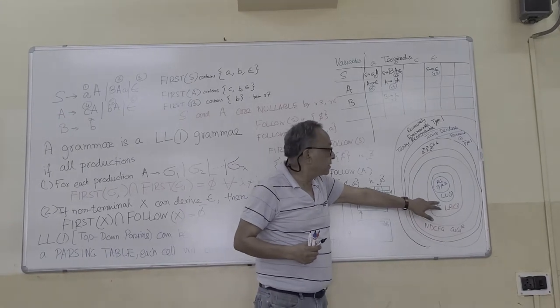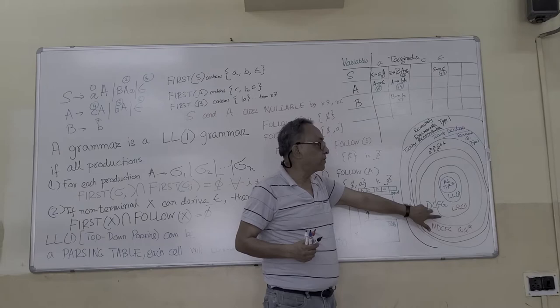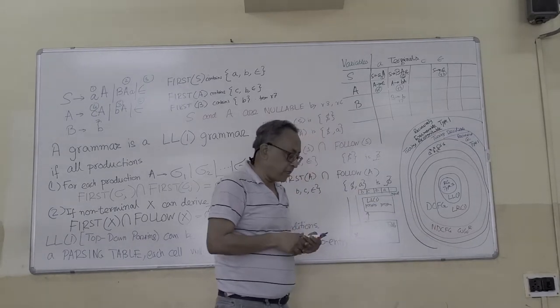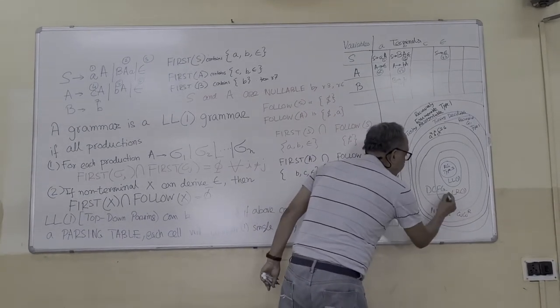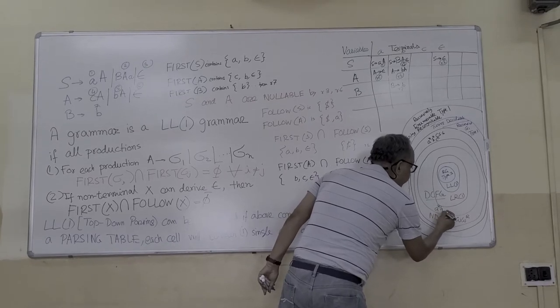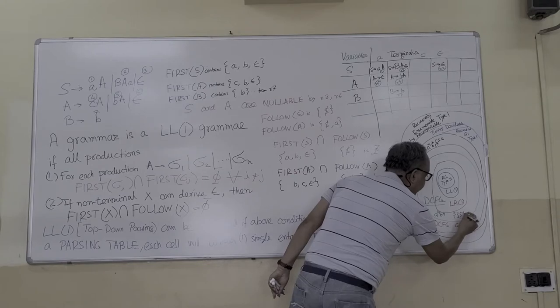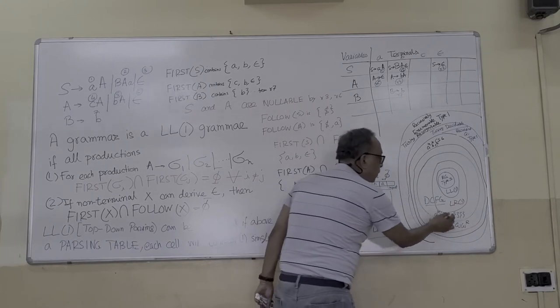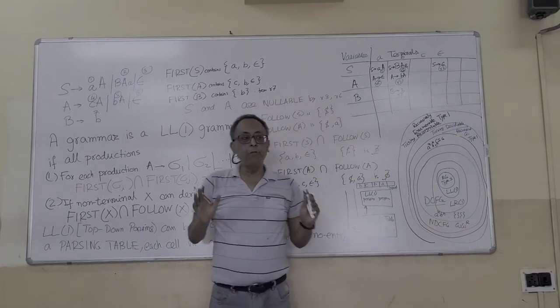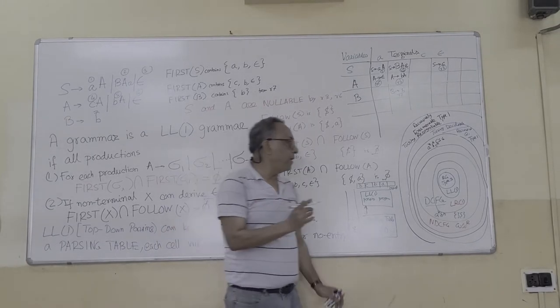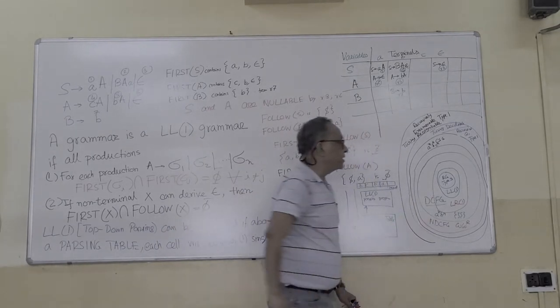Then comes the deterministic context-free grammar. That is very essential. You know, the grammar is a to the power n, b to the power n, and all the opening braces are like this kind. This grammar is very useful for our programming. Almost 99% of programming is done by deterministic context-free grammar.